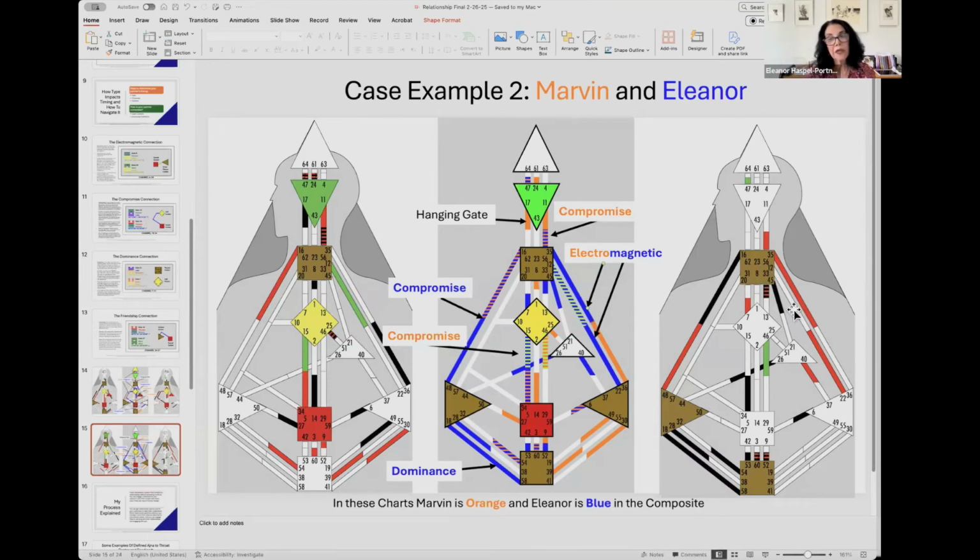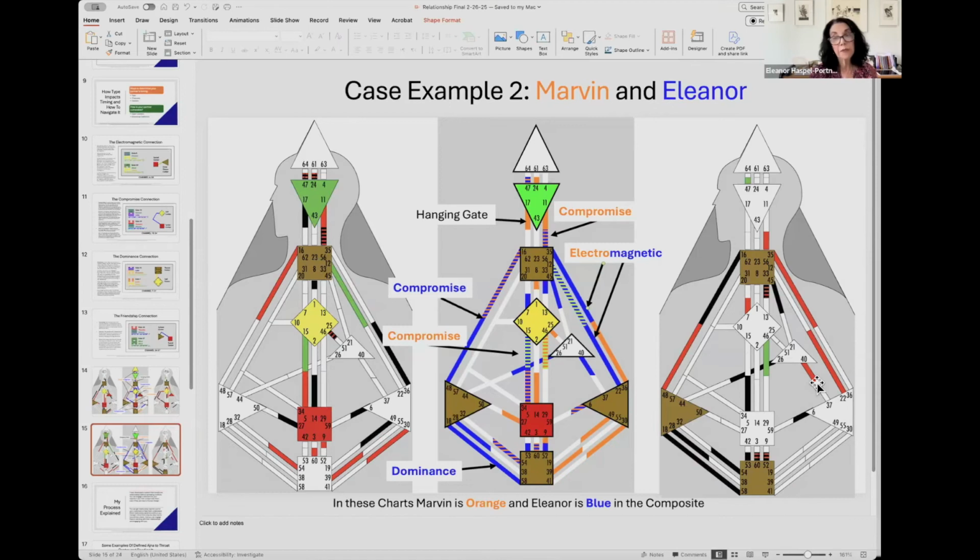We have on the emotional side, I don't have a defined emotional center, neither does Marvin. But we do have electromagnetic channels between the 12-22 and the 35-36. We generally talk about what we feel and talk about it when we see people getting emotionally reactive.